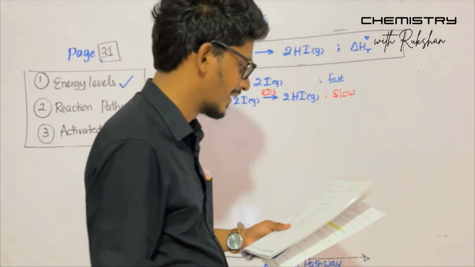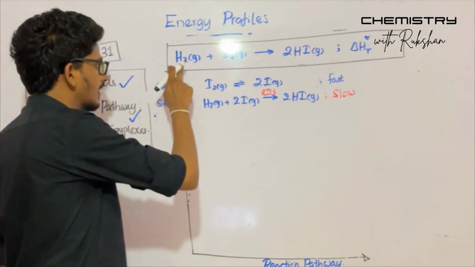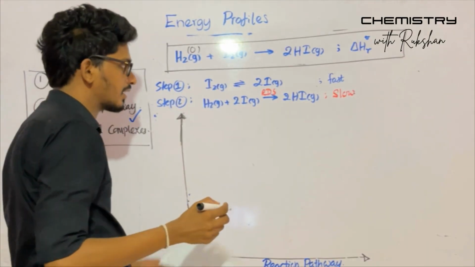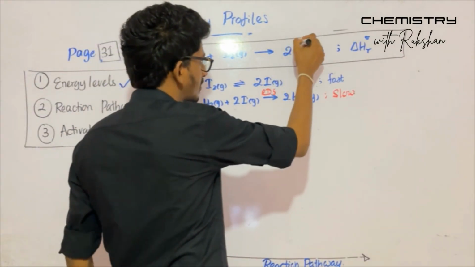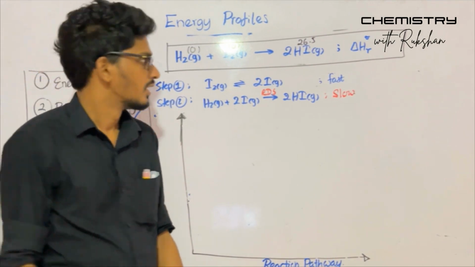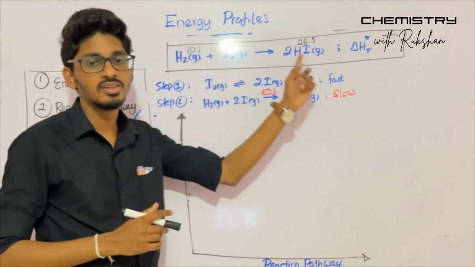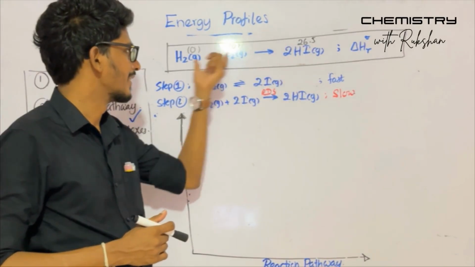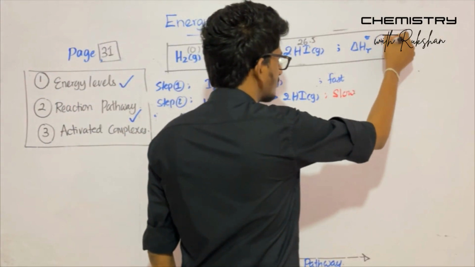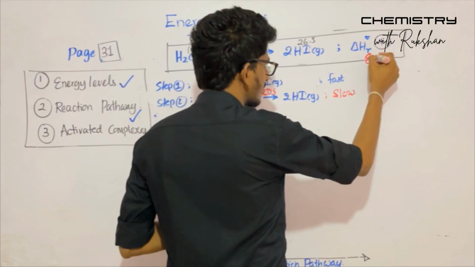So they have given us the enthalpy of formation values. We know H2 and I2 are reference forms, so their values are 0, and the H value of HI is given as 26.5. So clearly you see that the enthalpy is increasing here, going from reactant to product. So delta H R is a positive value. Positive value means it's an endothermic reaction.